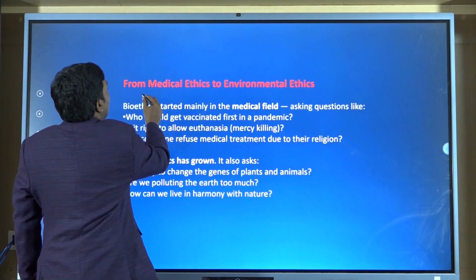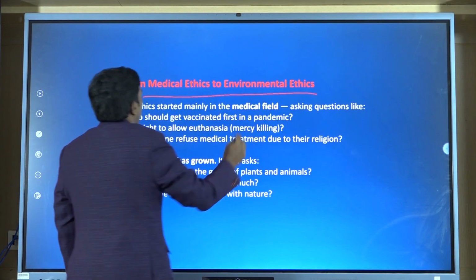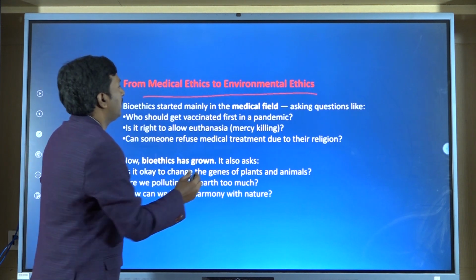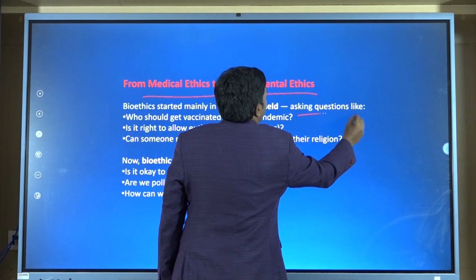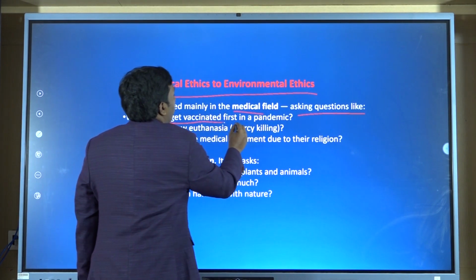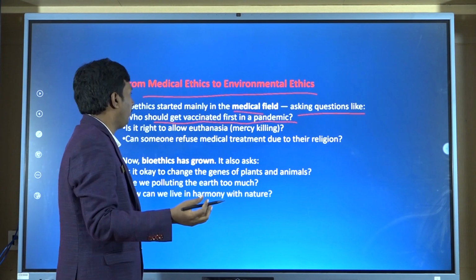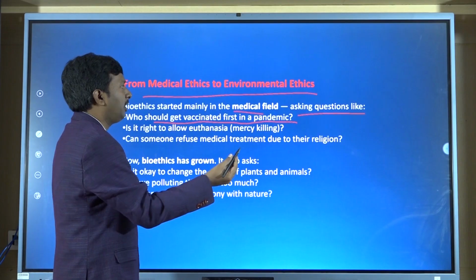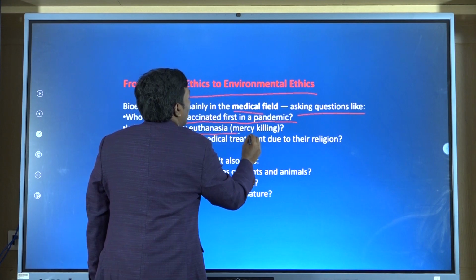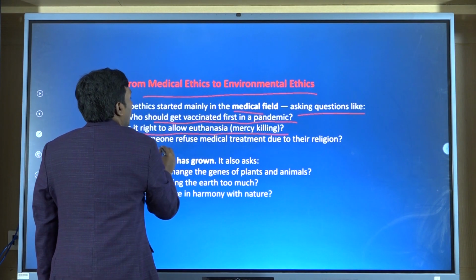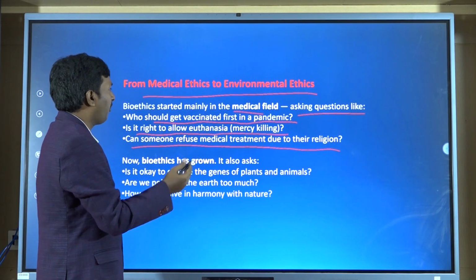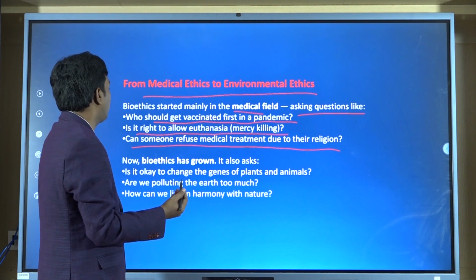And from medical ethics to environmental ethics. Bioethics started mainly in the medical field, so here we have some medical bioethical questions. Who should get vaccinated first in a pandemic? This is one of the bioethical questions. Is it right to allow euthanasia, like mercy killing? And can someone refuse medical treatment due to their religion? These are all different bioethical questions, and we have to think about them.